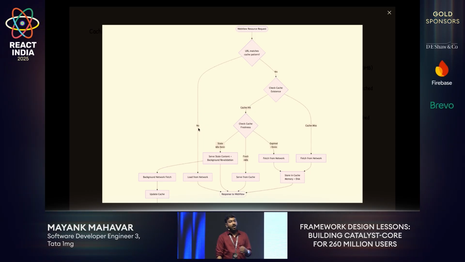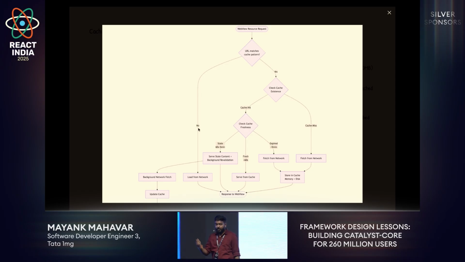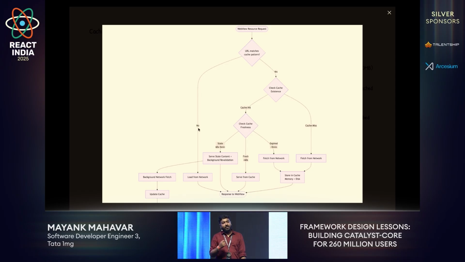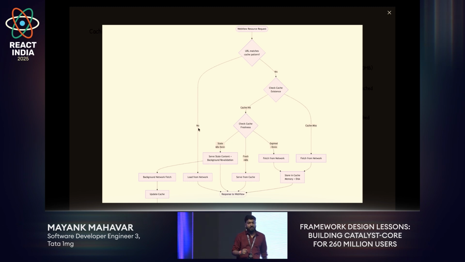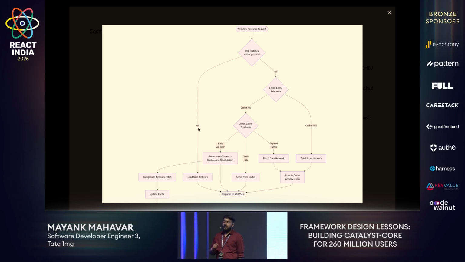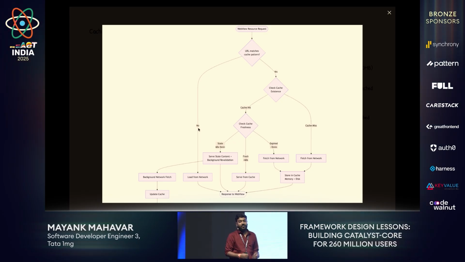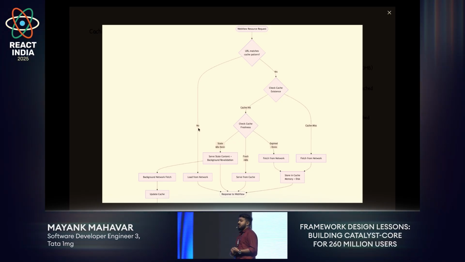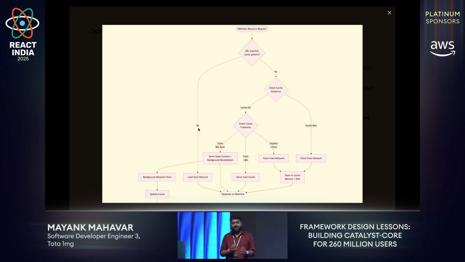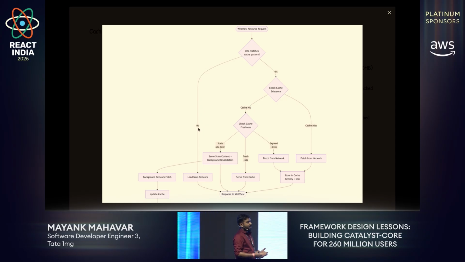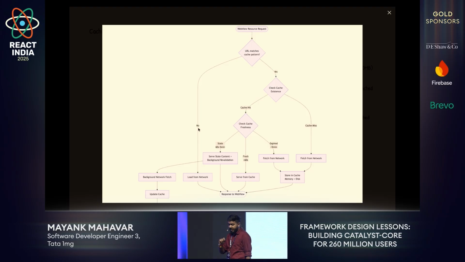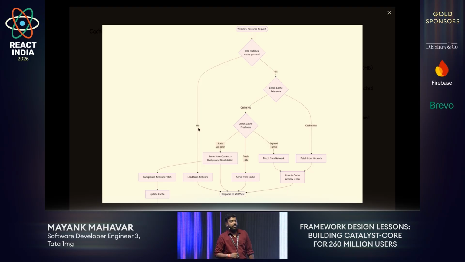If it is not available in the cache, we mark it as a cache miss, get it from the network, provide it to the web view, and in the background, we start storing it. So next time you come, it should be available. Next time, we check the freshness of that request. If it is fresh, within a limit which you can configure, we give the cache back to the web view.